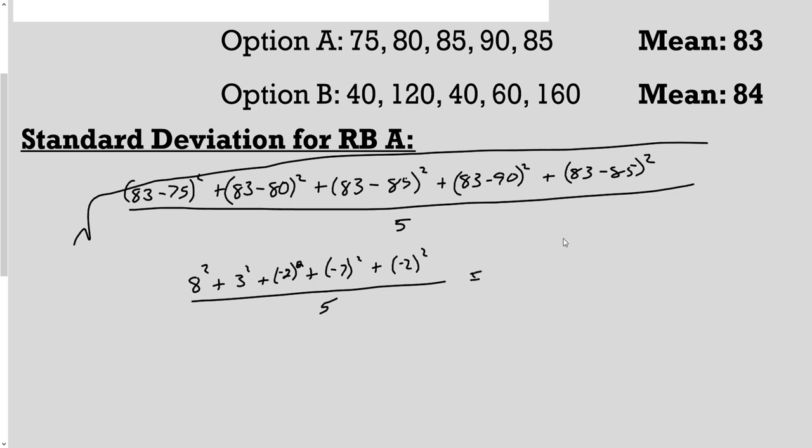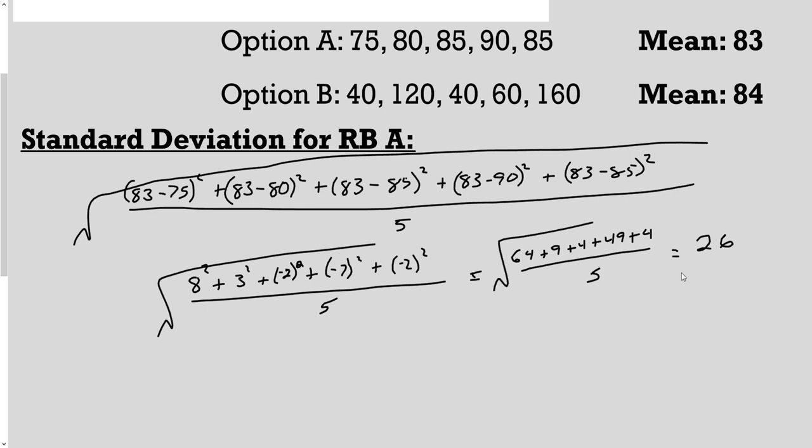So depending on how much you want to do in the calculator, we could say, well, that's 64 plus 9 plus 4 plus 49 plus 4 divided by 5, which is, I'm going to do that on the calculator right now, 64 plus 9 plus 4 plus 4 plus 49 is 130, divided by 5 is 26. But remember, we have to take the square root of all of this. So we have to take the square root of 26, which is approximately 5.099 or 5.1, let's say.